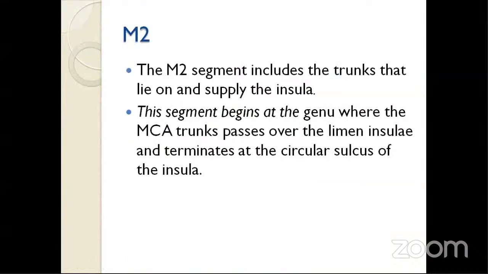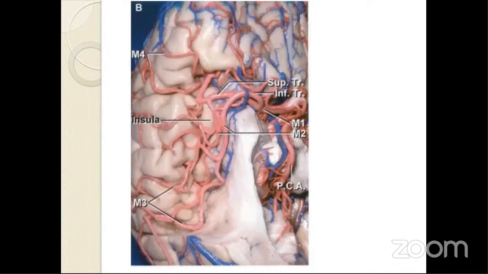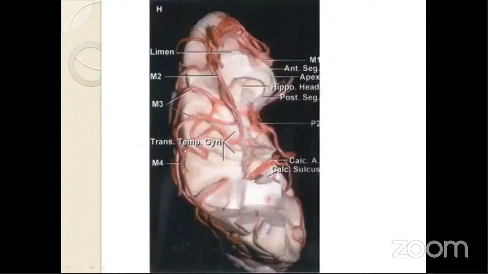The M2 segment, as we have seen, includes the trunks that lie on and supply the insula. This segment begins at the genu, where the MCA trunks pass over the limen insulae and terminate at the circular sulcus of the insula. So as we have seen, this is the genu, and the M2 segment starts from the genu. It then turns around, and it terminates at the circular sulcus, and from there it becomes the M3 segment of the middle cerebral artery.